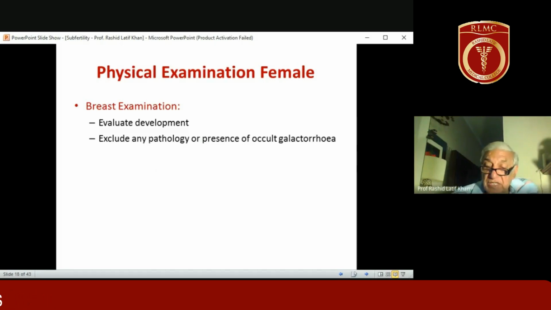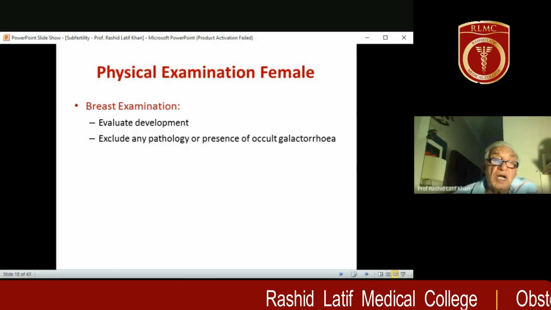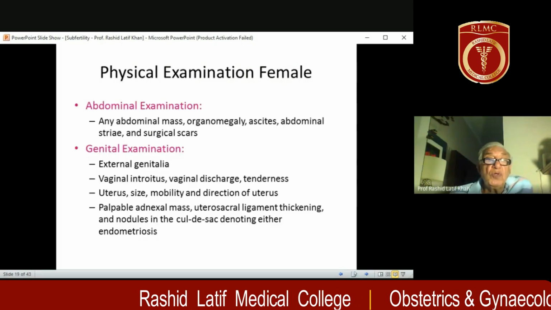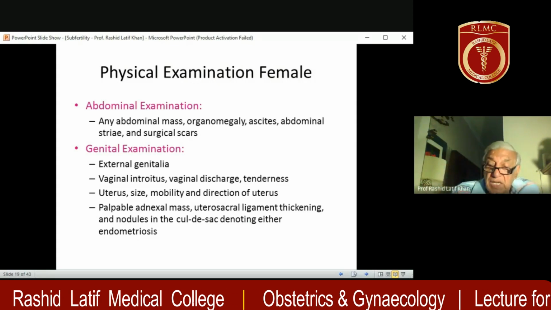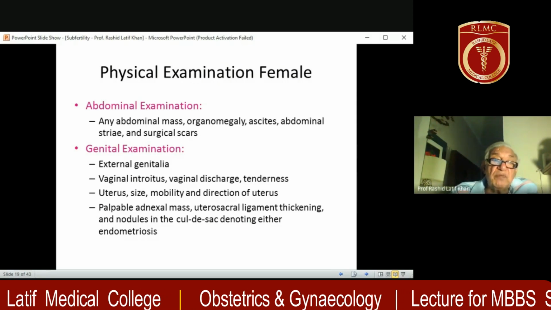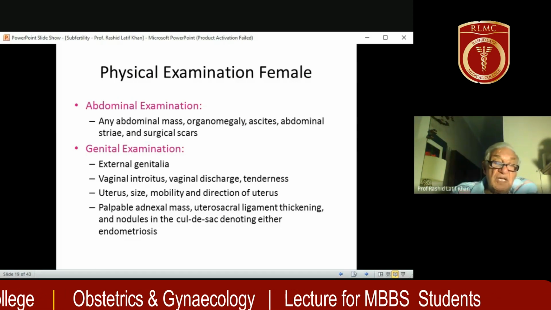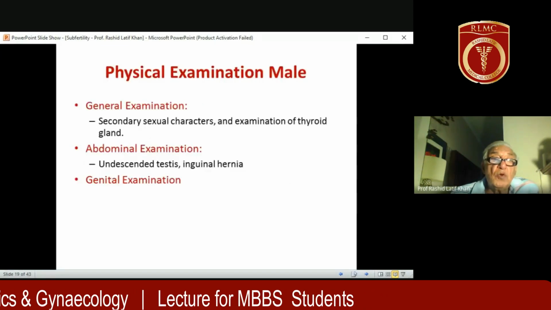Breast examination, I told you, whether they are well developed, we stage them according to Tanner. If they are not well developed, then we look for hormonal causes of subfertility. And then we do physical examination of the abdomen and local, and look for any scars of the abdomen for previous surgery, and pelvic examination for vulva, vagina, uterus. Bimanual examination will give you any local cause or not.